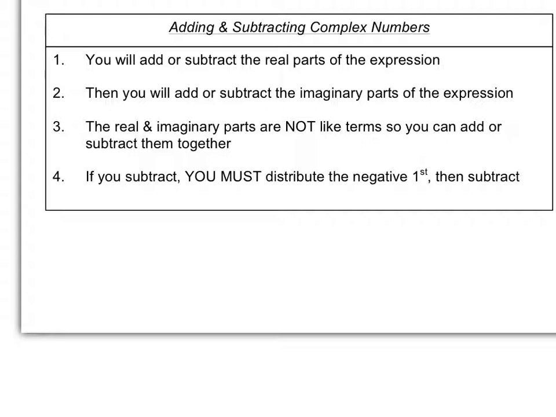All right, so number 1, the first step says you're going to add or subtract the real parts of the expression. So you're going to take the real numbers and combine them together, add or subtract. Then you're going to take the imaginary numbers and you're going to add and subtract those. Okay. Finally, the real and imaginary parts are not like terms. Again, don't forget those, so you cannot add those together. So your answer is going to be in the form of a real number plus an imaginary number. Okay?